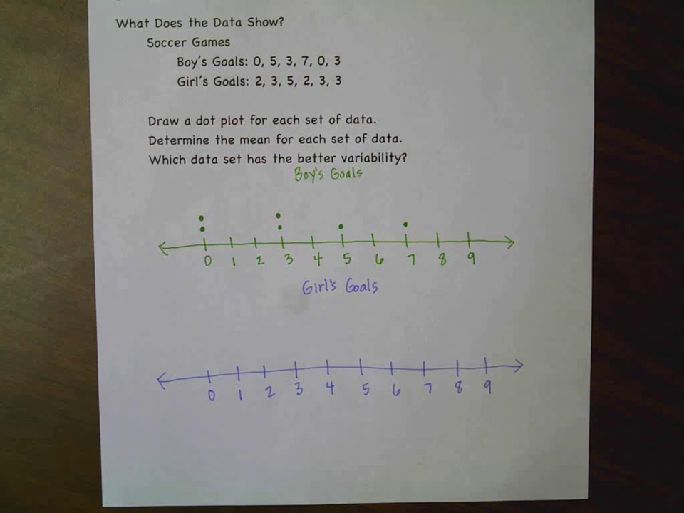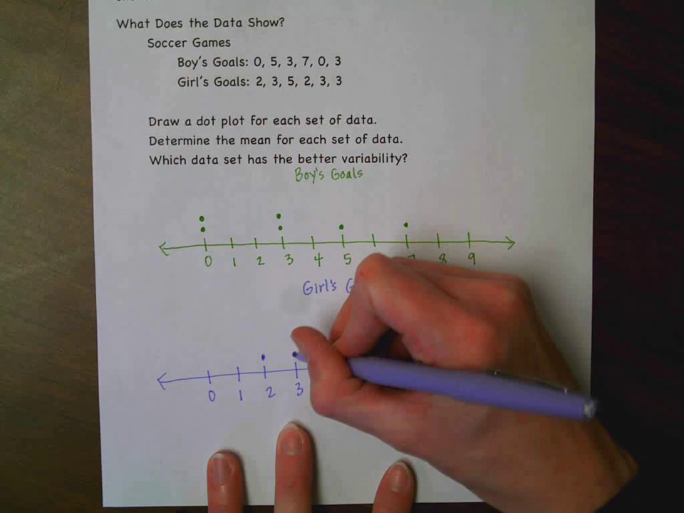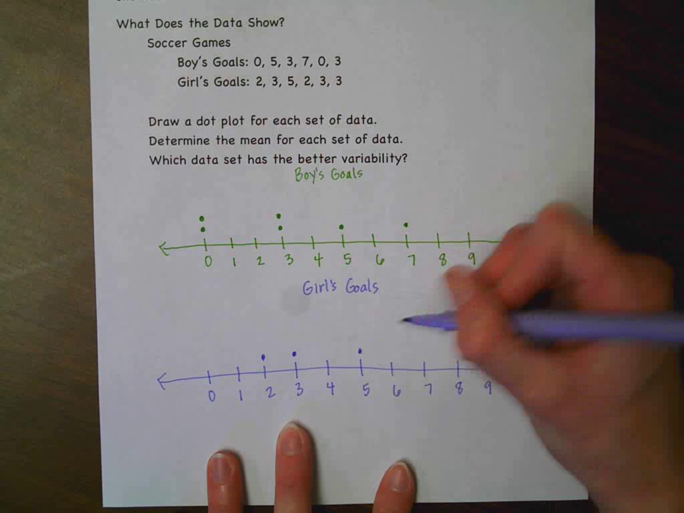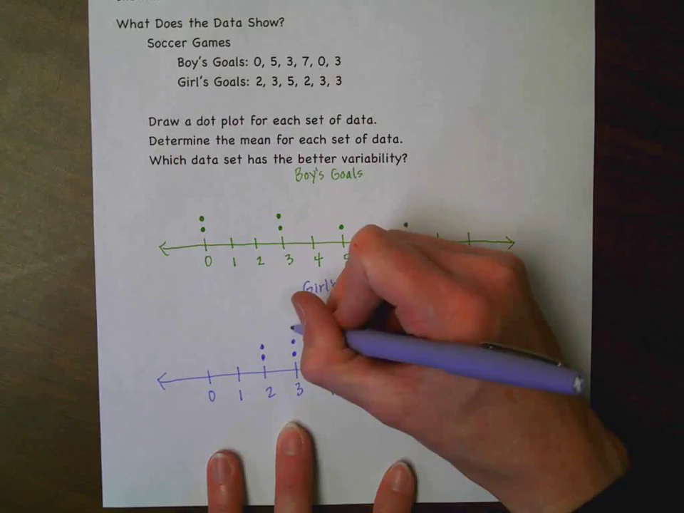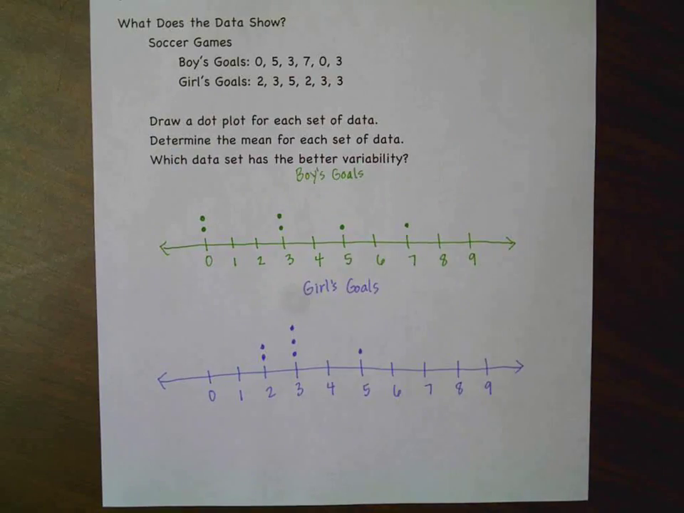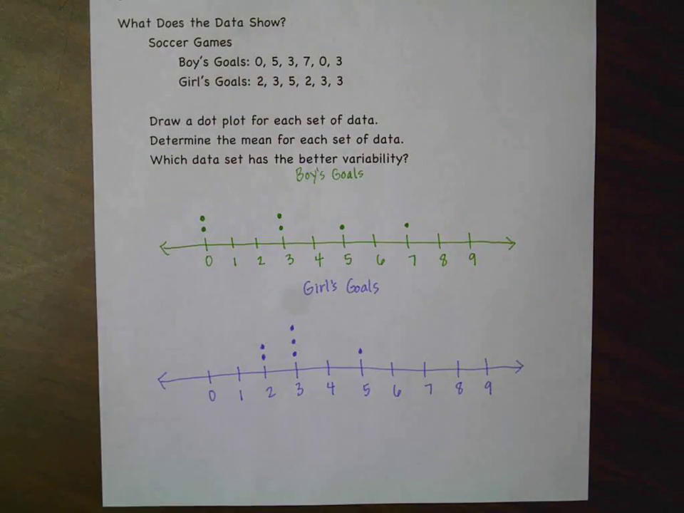Now I have to put the dots on this one. For the girls' goals, I have a dot at 2, a dot at 3, a dot at 5, a dot at 2, a dot at 3, and another dot at 3. That is what the dot plot for the girls' goals looks like. Going back up here, it says draw a dot plot for each set of data. Determine the mean for each set of data. Remember, the mean means the fair share. So what does everybody get?